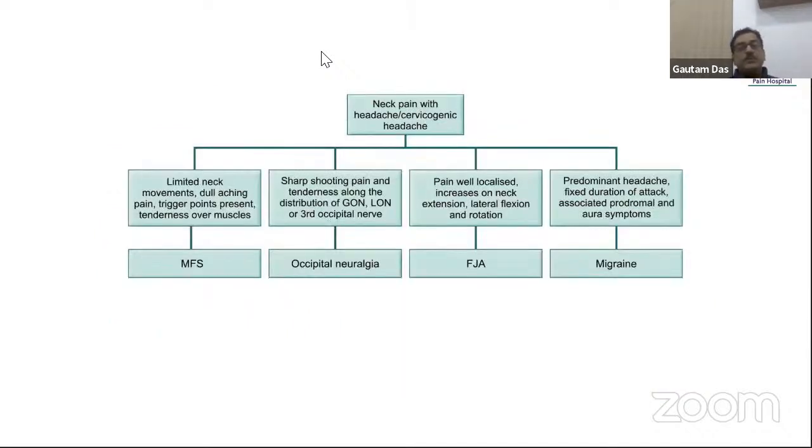Next slide is neck pain where the patient is also having headache, and neck pathology is the cause of the headache.